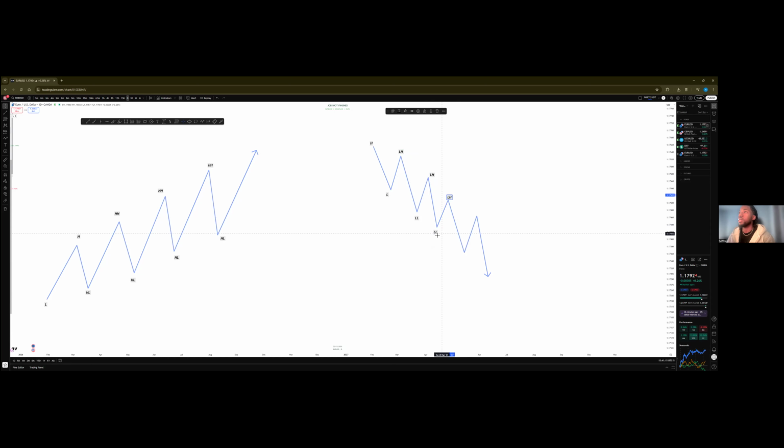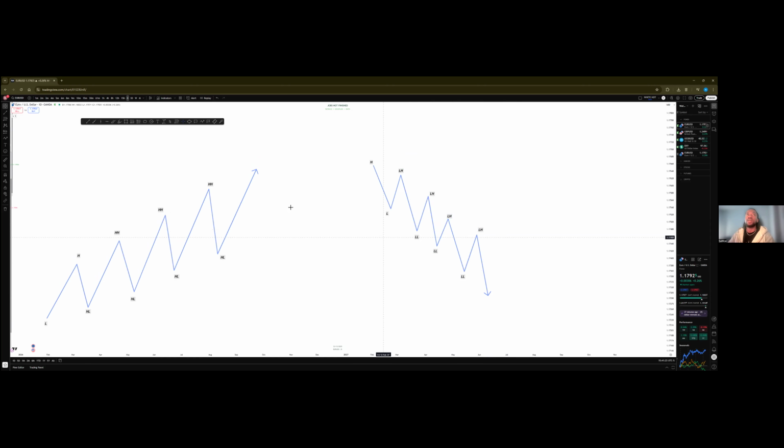So this is just the basic movement of price action, the basic market structure that you need to understand right here. This is your bullish and this is your bearish. Okay? It's nothing more than that. This is your bullish price action and this is your bearish price action.